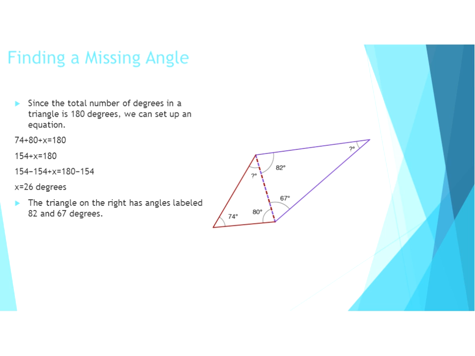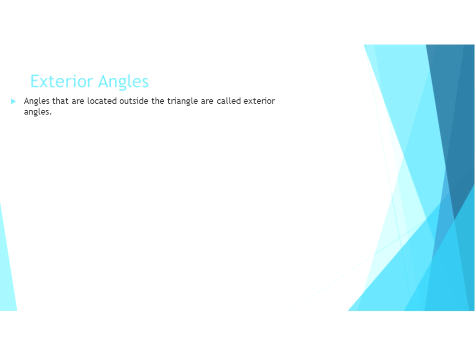Now the triangle on the right is labeled 82 and 67. To solve that, we add those two together, and we get 149. We subtract that from each side, and we are left with 31 degrees.